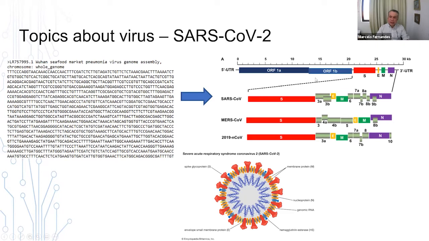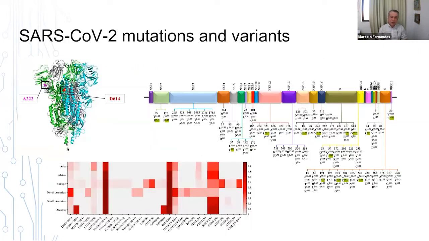So this is SARS-CoV-2, and the other one here is another similar coronavirus like SARS-CoV, MERS, and so on. We have the sequence here, and each part of this sequence is responsible for creating part of the virus. So here is an example of the mutations and variants of the virus. Each part here is an open reading frame, and each open reading frame has a name, like the spike protein.